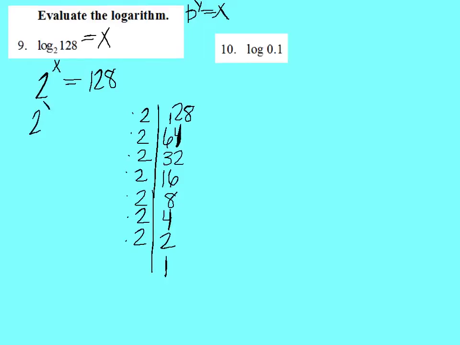So this is really 2 to the x is equal to 2 to the 7th. And since our bases are the same, we can cancel those out and set our exponents equal. So x is equal to 7. And here's your answer.